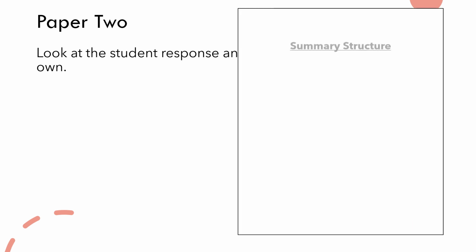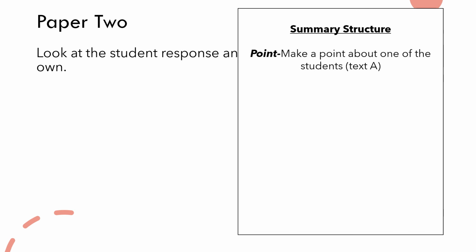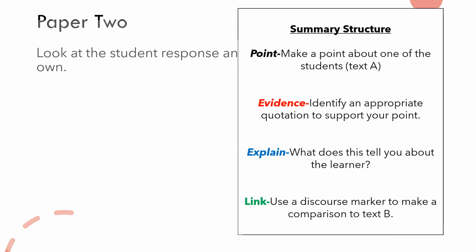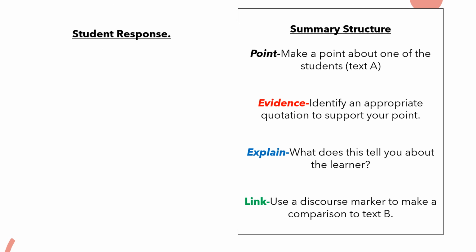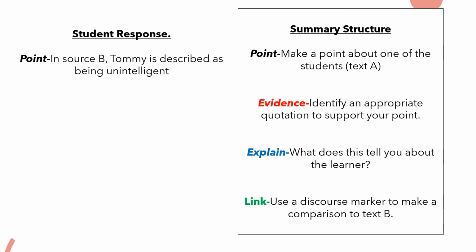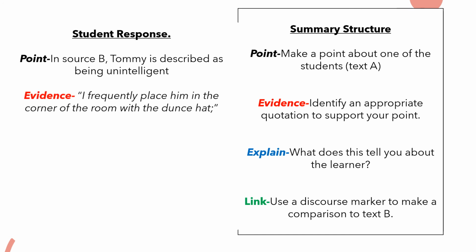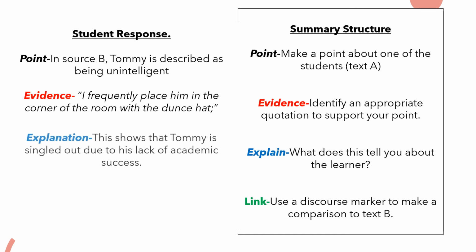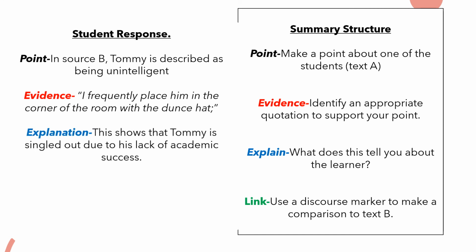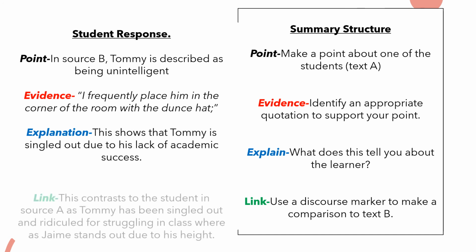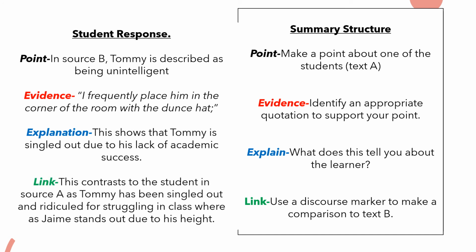So if we look at the other side of it, then we've still got our summary structure. It's going to stay exactly the same. And now we're going to talk about the other character in source B, which is Tommy. So in source B, Tommy is described as being unintelligent. I frequently place him in the corner of the room with a dunce hat. This shows that Tommy is singled out due to his lack of academic success. This contrasts to the student in source A, as Tommy has been singled out and ridiculed for struggling in class, whereas Jamie stands out due to his height.